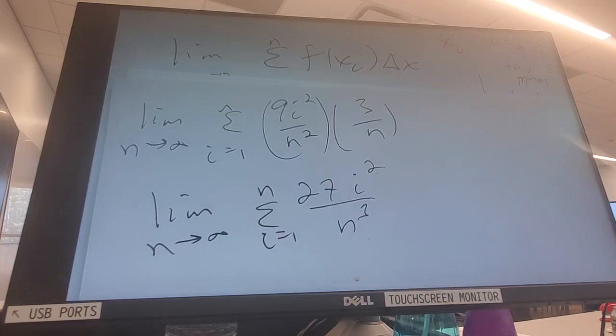What else is a constant according to this guy? n cubed. Yeah, n in general. So I can take 27 over n cubed out here, but I definitely can't take the over n cubed out here. Okay.